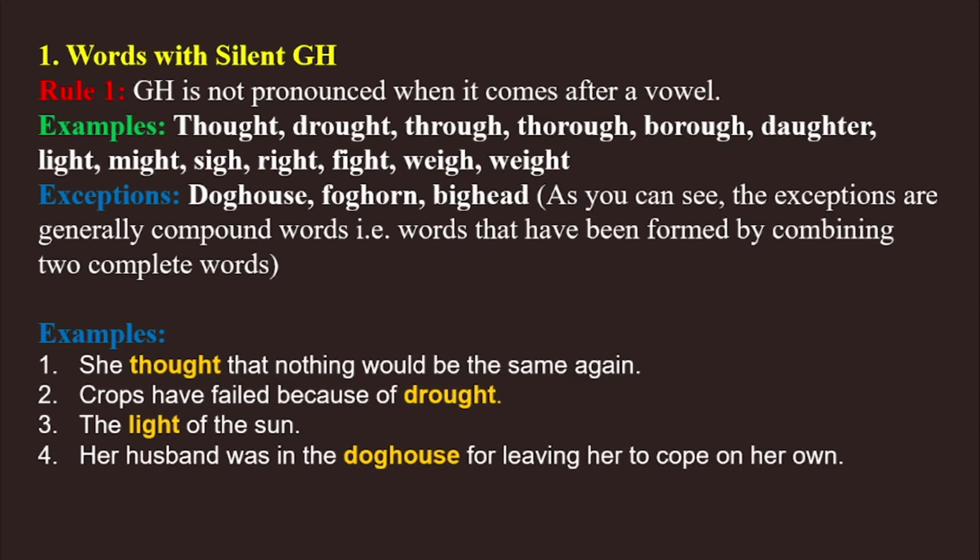Now let's look at the exceptions. Doghouse, foghorn, bighead. Now as you can see, the exceptions are generally compound words, that is, words that have been formed by combining two complete words. Now let's look at the examples of the silent GH. She thought that nothing would be the same again. Crops have failed because of drought. The light of the sun. Her husband was in the doghouse for leaving her to cope on her own.